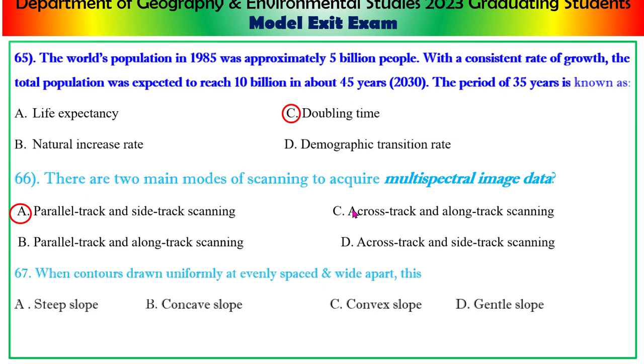Concave slope: such a slope has a steep gradient at the foot of the mountain and then becomes gentler towards the top. Contours representing a concave slope are closer together at the foot of the mountain and then farther apart near the top of the mountain.